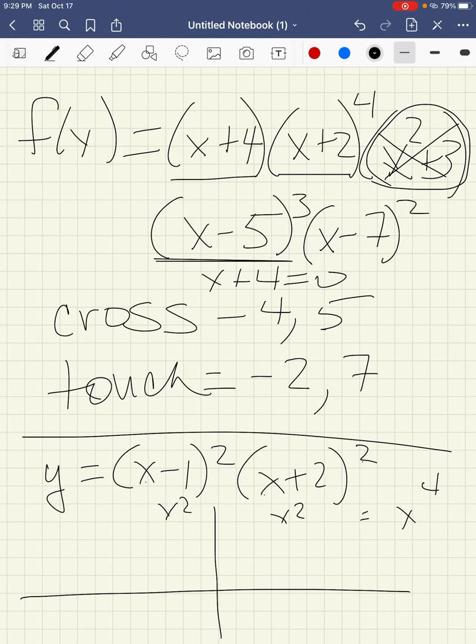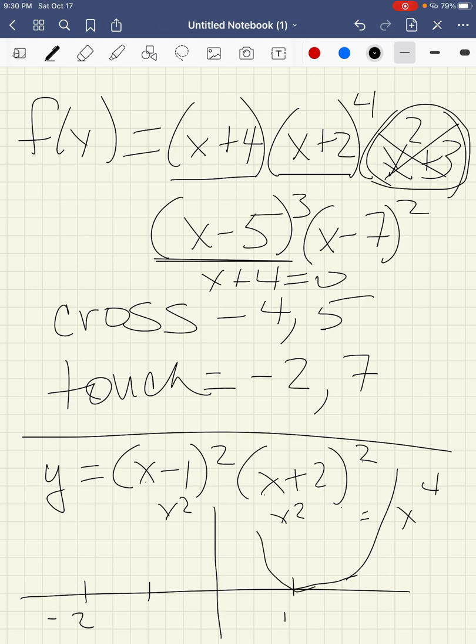So when x is really, really big positive, then y is going to be really, really big positive, so it's going to come from this direction. Our zeros are at 1, and I'm just going to label this 1, and at negative 2. Now this is an even numbered power, so it's going to touch it and do what?